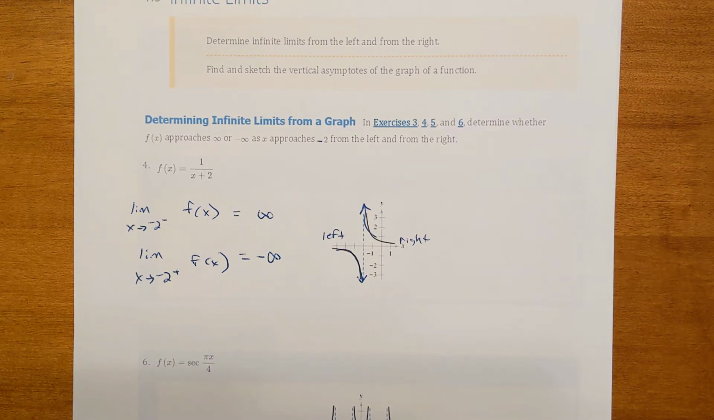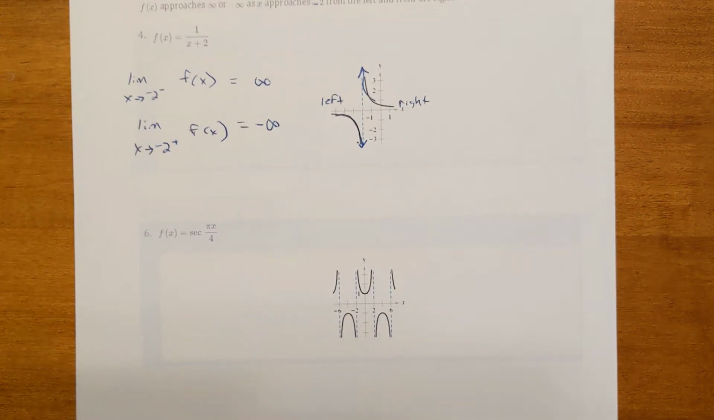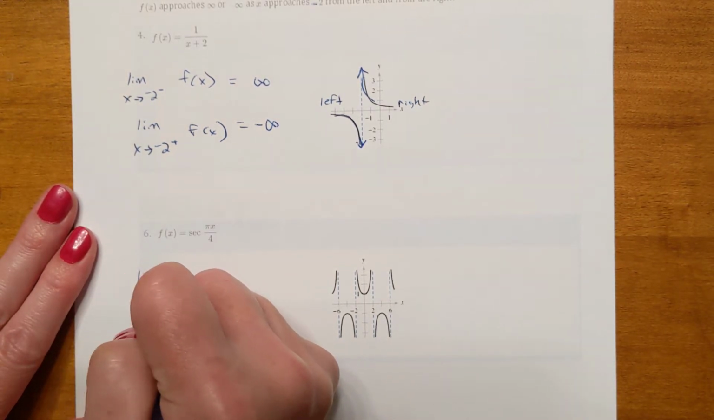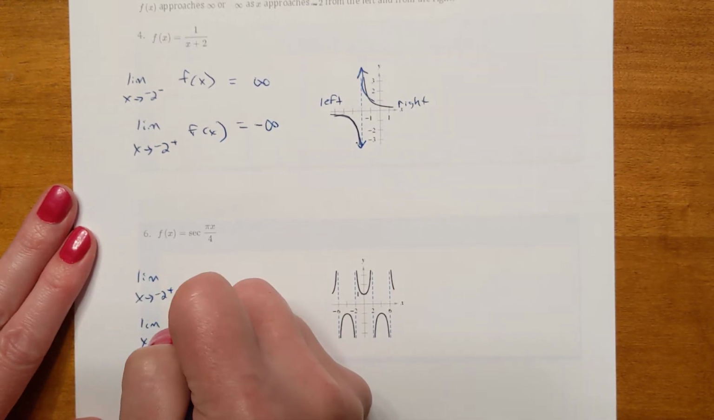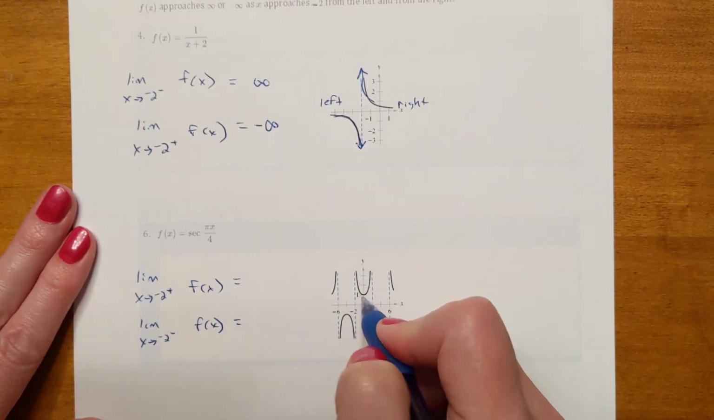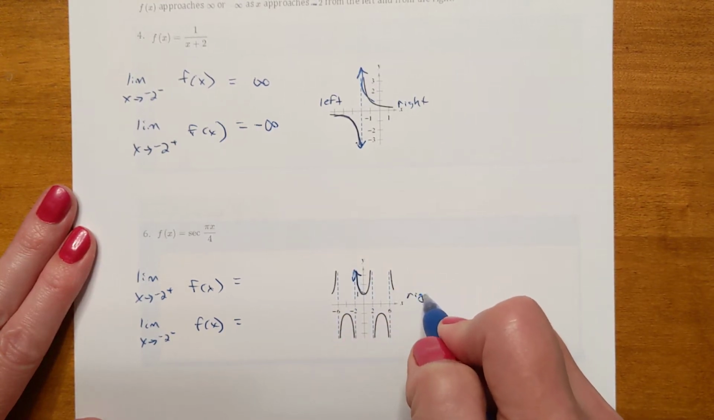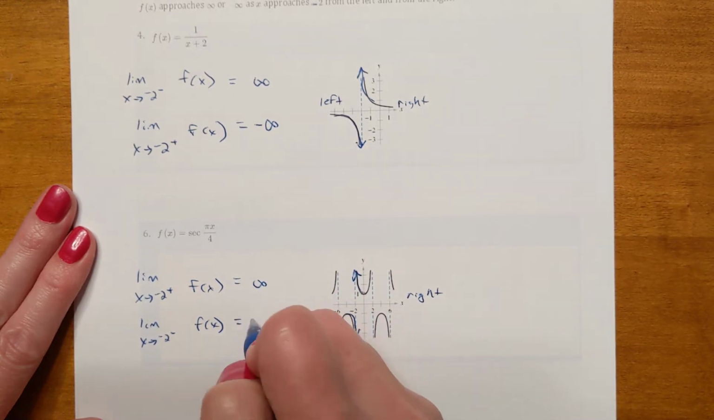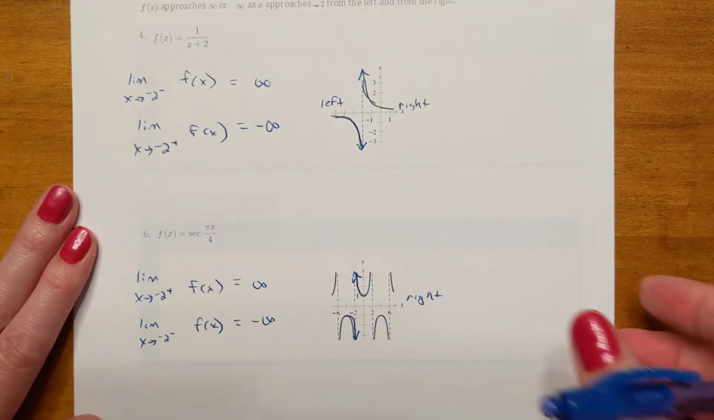Okay, and so then the next one down here is the secant of pi x over 4, and they gave us a graph again, which is very nice of them. So we're finding the limit as x approaches negative 2 from the right and from the left of f of x. So from the right, here's negative 2. Coming from the right, it's going up to infinity again. And then from the left, you can see it's going down to negative infinity.